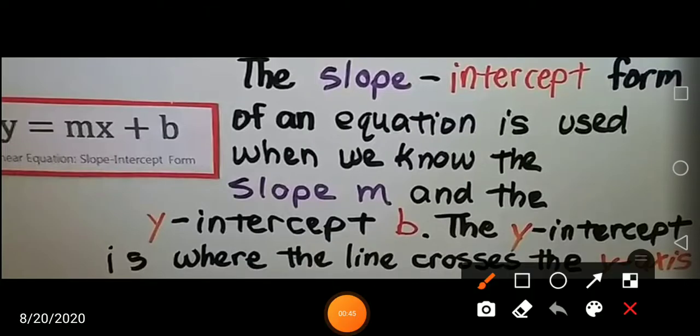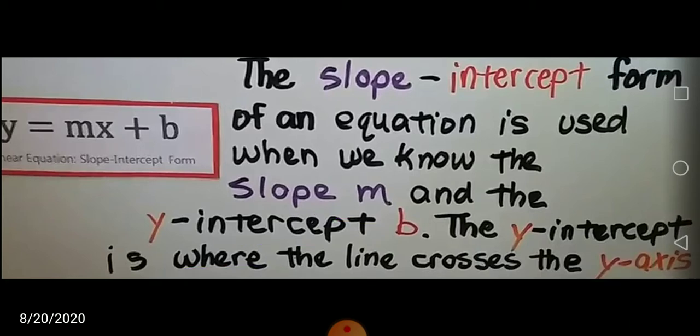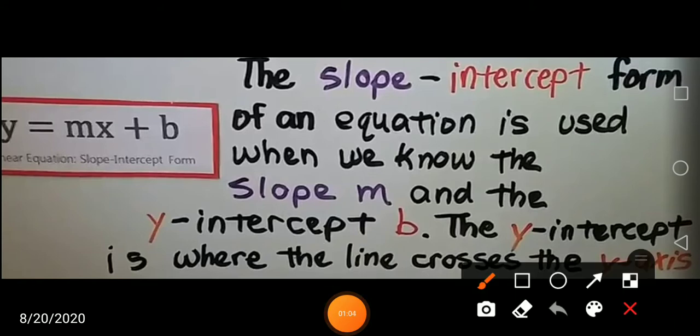We have also learned that the slope-intercept form of an equation is used when we know the slope m and the y-intercept b. The y-intercept is where the line crosses the y-axis. Here is the formula: y equals mx plus b, where m is the slope, x is the variable, and b is the y-intercept.